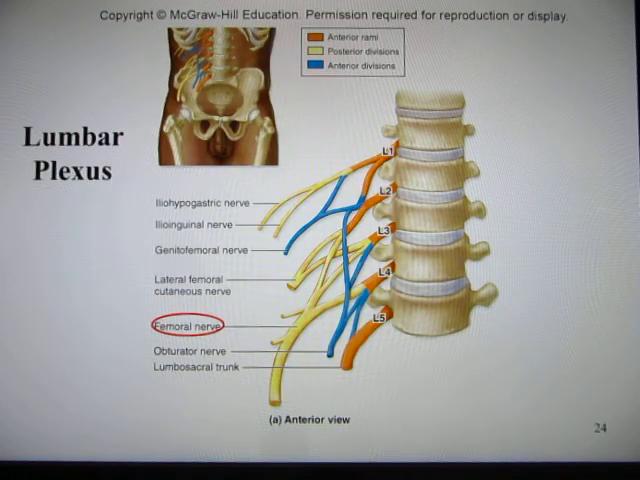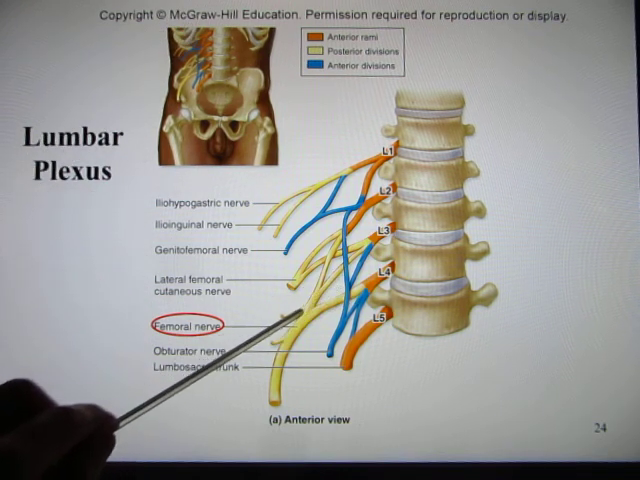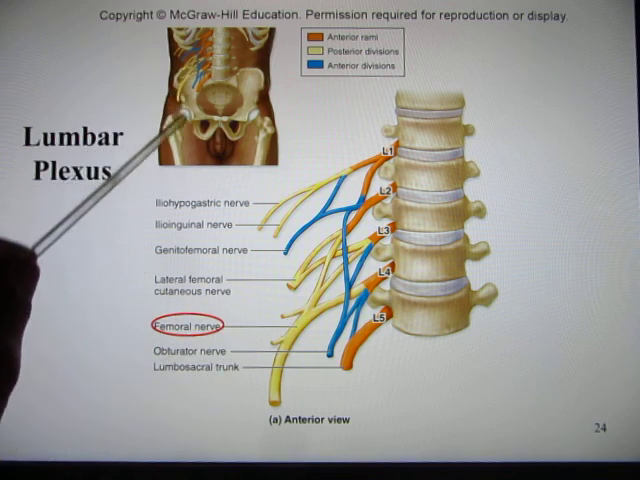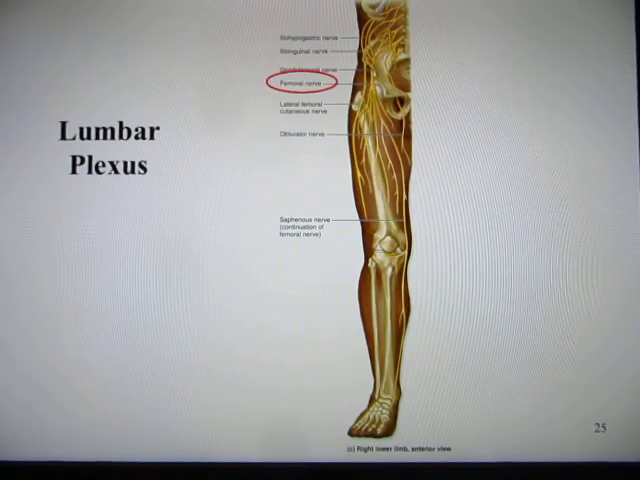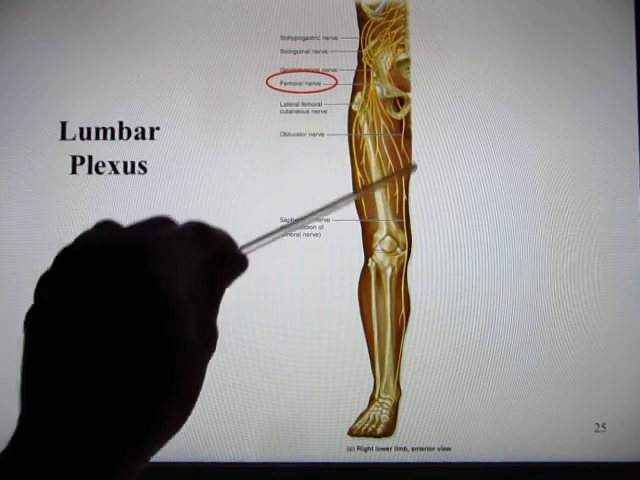Now let's go to the lower limb. For the lower limb, we have 2 plexi, the lumbar and the sacral. The lumbar plexus nerves combine together and form the big nerve called the femoral nerve. The femoral nerve goes to the anterior part of your thigh. It's all from the femoral nerve. So that's the femoral nerve, a very big nerve. It controls all of the anterior thigh.